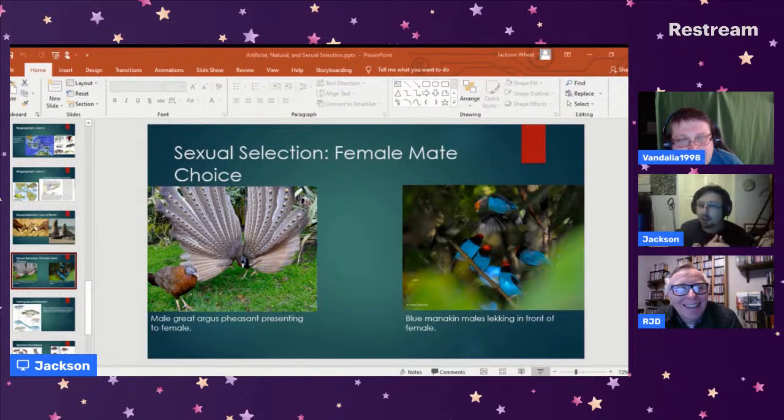So that's cool, I think. Whereas on the left, you have a bunch of blue manakin males lekking in front of a female. Lekking is a type of dance they do where they whirl and whip in the air and all sorts of cool stuff. And the female picks one and she's like, okay, he's pretty cool. You know, I'll choose him.